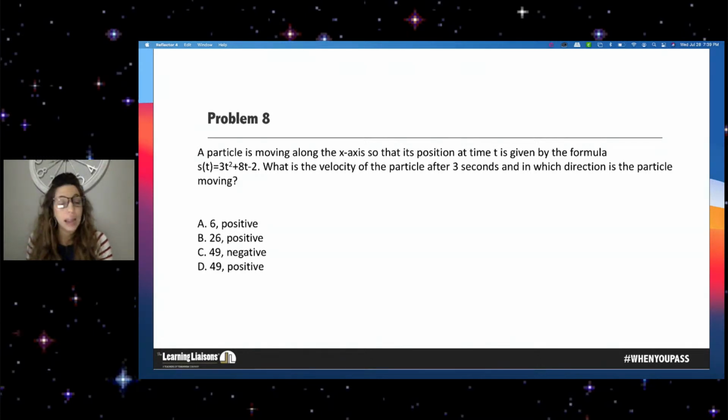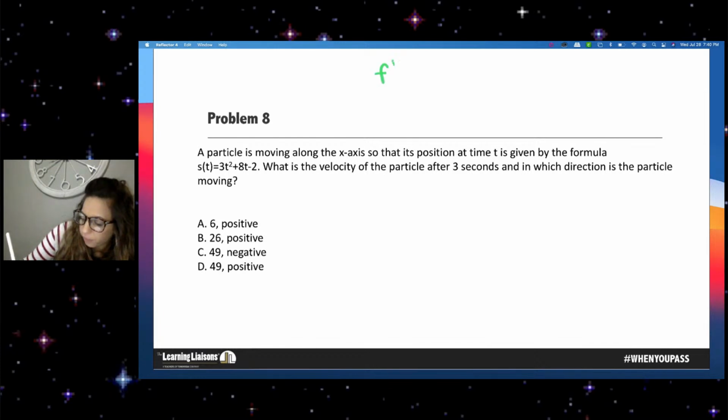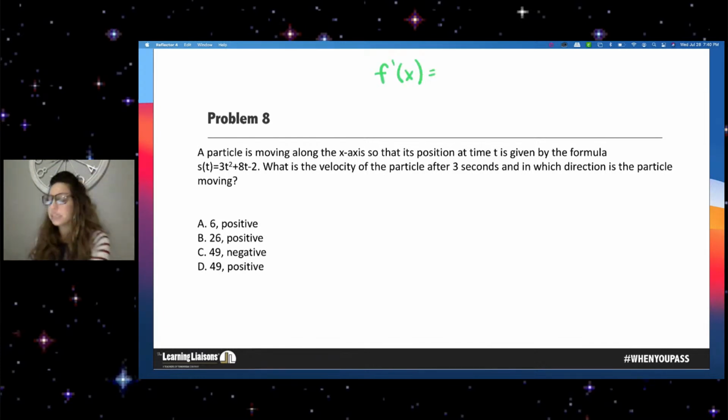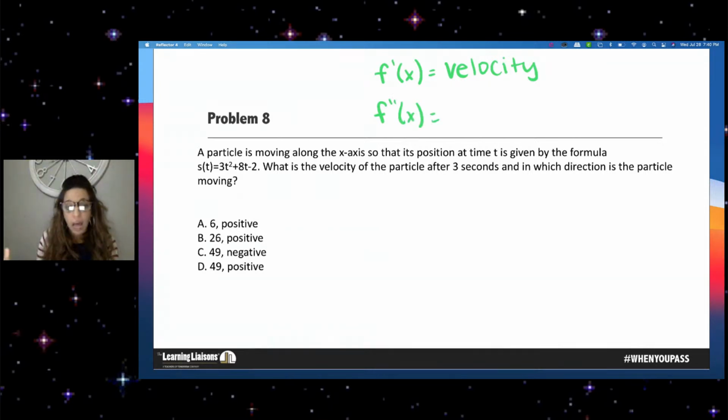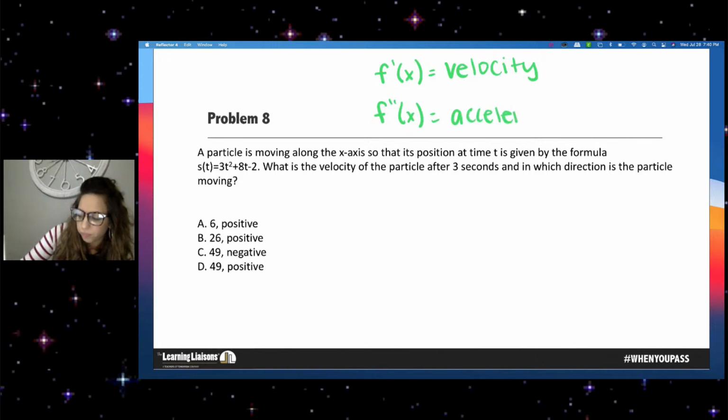All right. This problem is very specific to my 6 through 12 or 7 through 12 people. This is a calculus problem. The first thing you have to understand is this: your first derivative is going to give you your velocity function. Your second derivative, or the derivative of the velocity function, is going to give you your acceleration function.